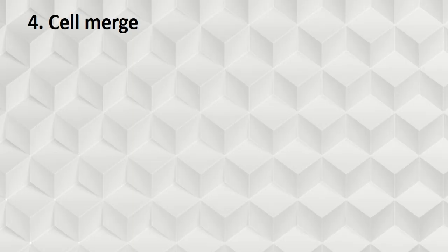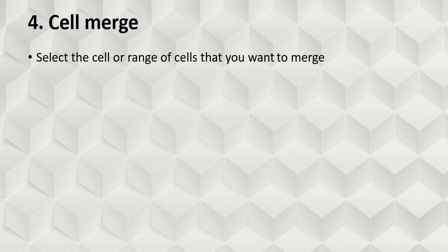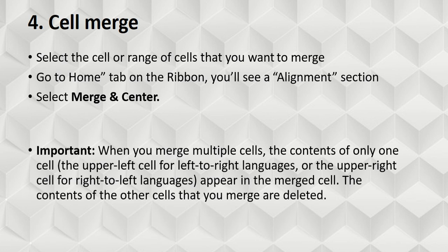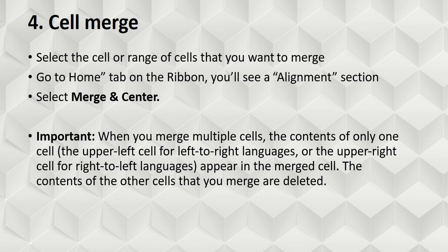So how to merge cells? To merge cells or to combine different cells, you select the cell or range of cells that you want to merge, then go to Home tab on the ribbon. You will see Alignment section. Select Merge and Center.